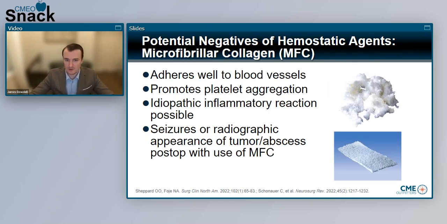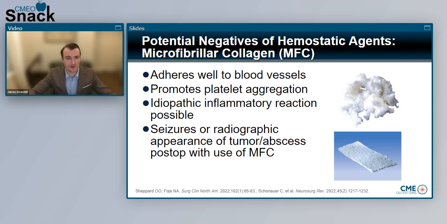So microfibrillar collagen. This adheres well to blood vessels. It promotes platelet aggregation. But I will tell you, there's an idiopathic inflammatory reaction that's possible with this. And if I get a postoperative MRI, I want to know what I'm looking at. I don't want to see a radiographic appearance of a tumor or an abscess. That could just be the collagen sponge that I used.